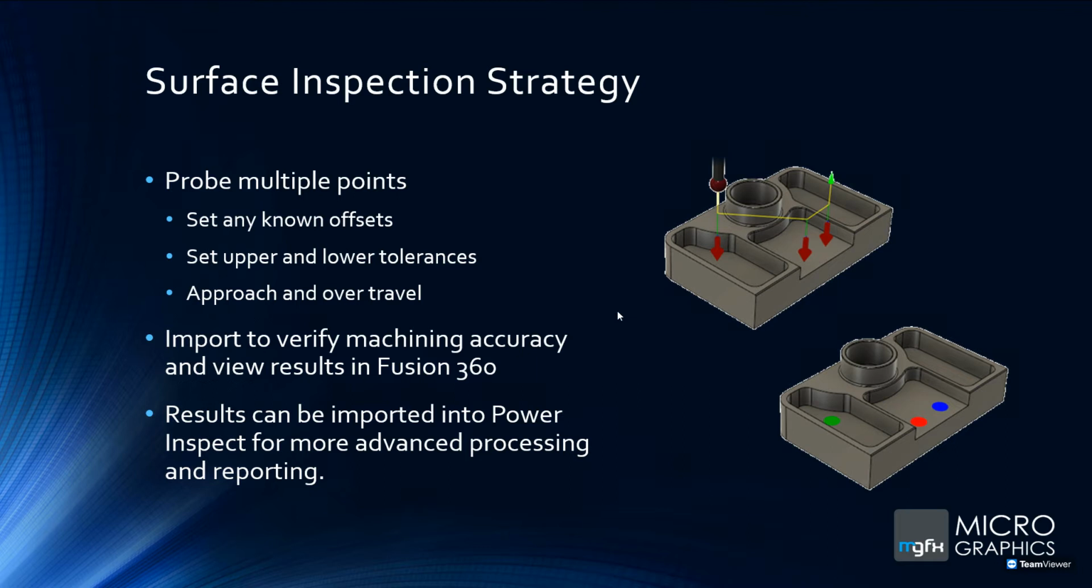You can also set your approach and over travel distances for your probe. The approach distance is where it will reduce its feed rate and travel towards the part. And then the over travel is used when the probe is not activated. It will over travel by a set amount, trying to find where the part is.